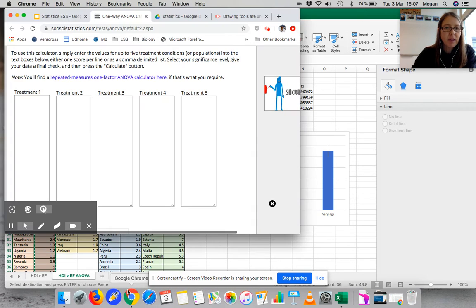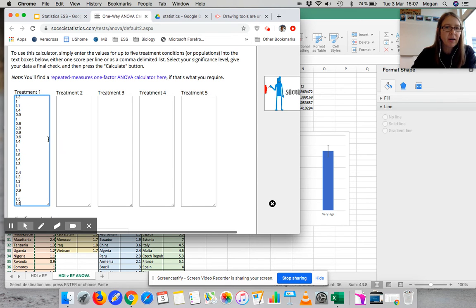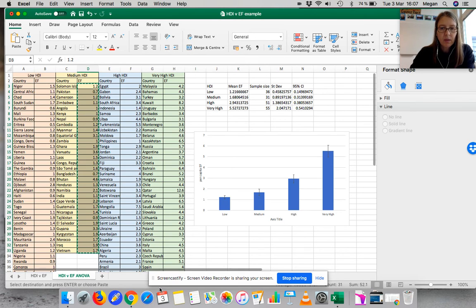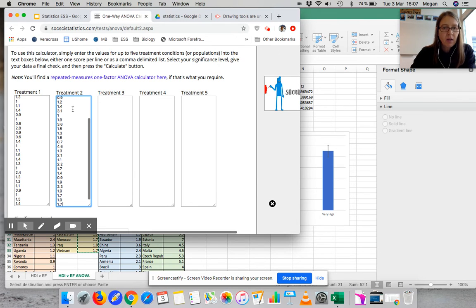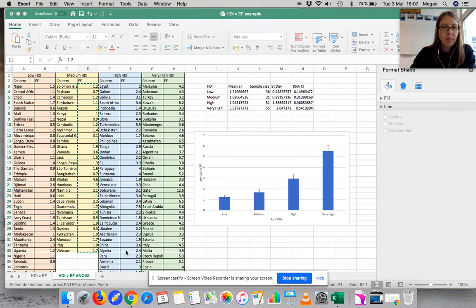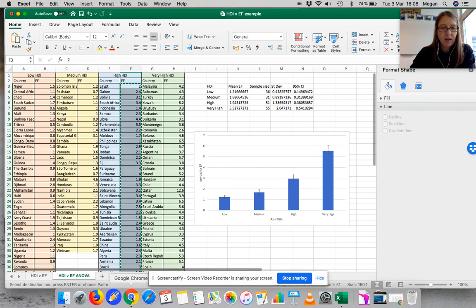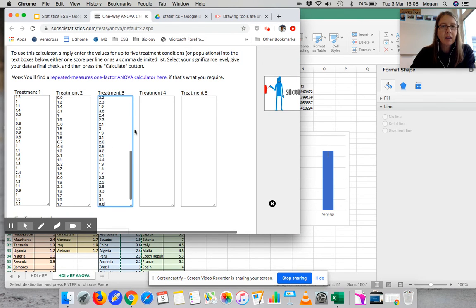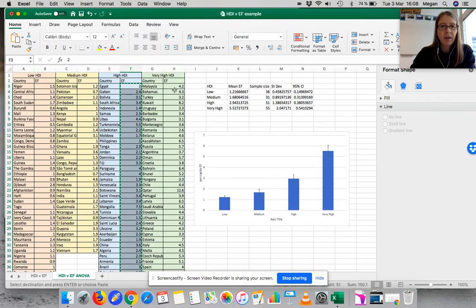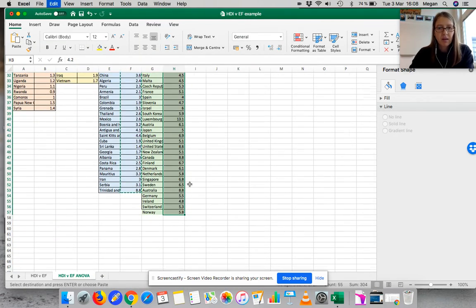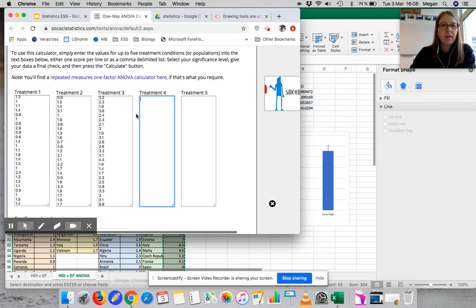And for the first value, I'll put it in there. And then for my next treatment, I'm going to do the medium. And for my next treatment, I'm going to do the high. Copy it and paste it. And then for my last treatment is the very high. So I'm going to copy it and I will paste it in here.